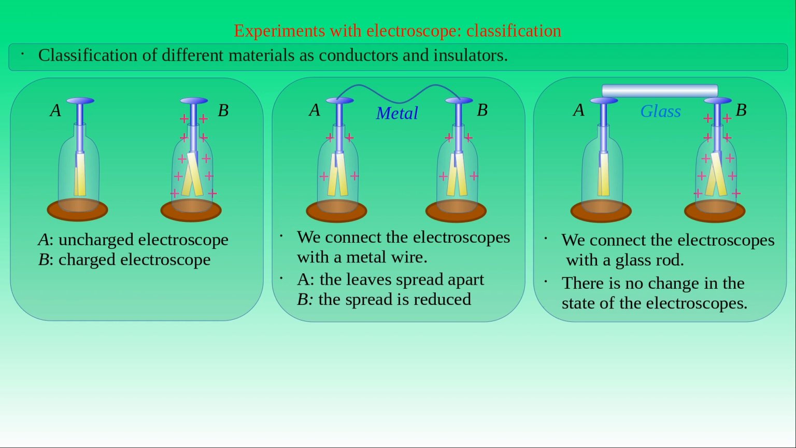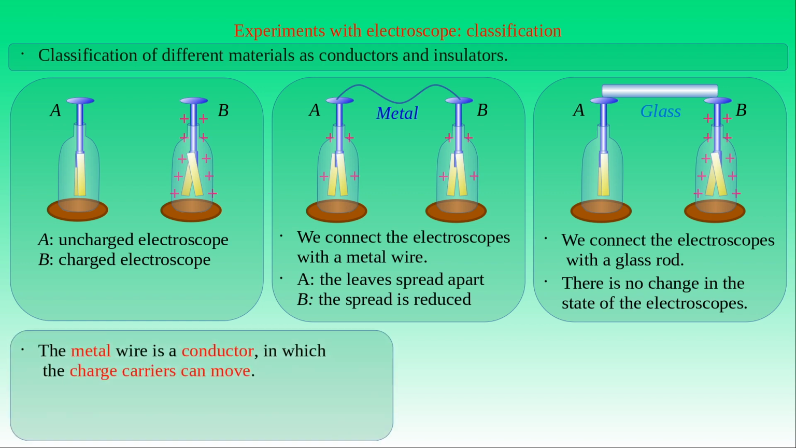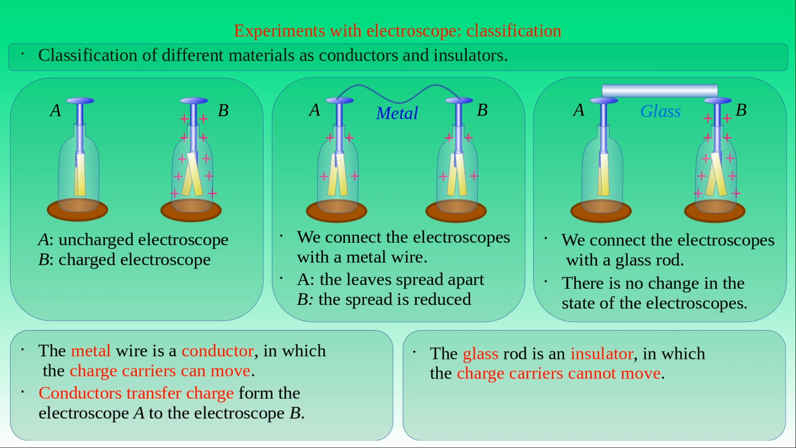In conductors, the charge carriers can move, which allows charge transfer between bodies by using such materials. This was shown in the first experiment, where we could transfer charge between the electroscopes through the metal wire. In insulators, the charge carriers cannot move, which prevents us from transferring charge by using such materials. This could be seen in the second experiment, where the glass rod connecting the charging plates of the electroscopes did not allow the charge to transfer between them.